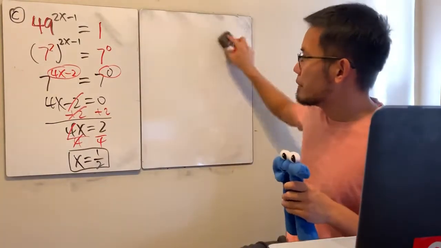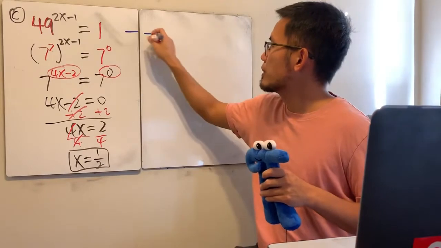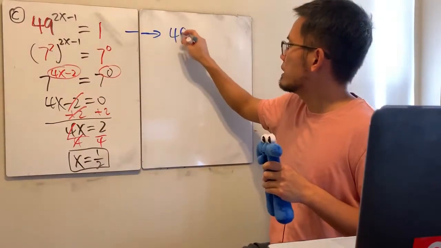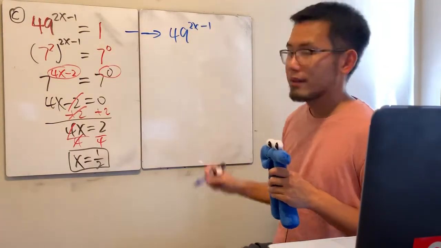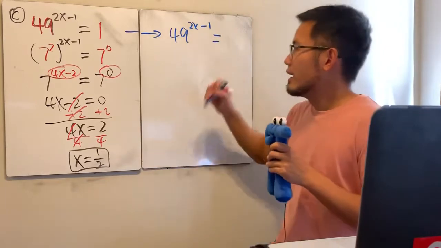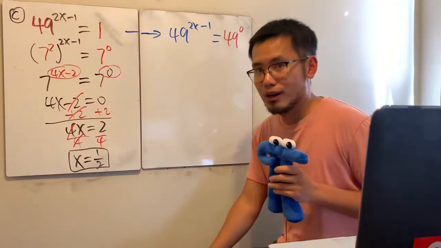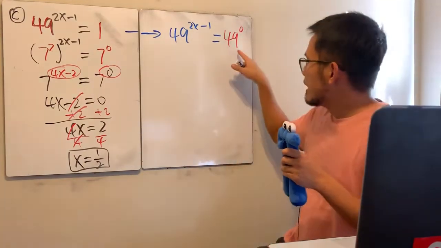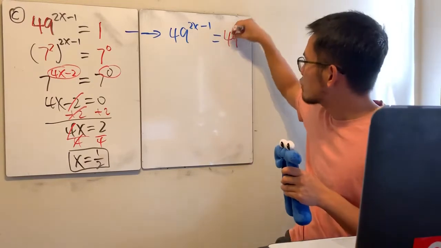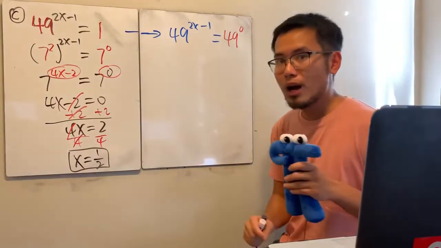Well, because the right-hand side is equal to 1, you can also do this. I will just keep it as 49 to the 2x minus 1. But because the right-hand side is equal to 1, 1 is the same as 49 to the 0th power. As long as the base is not 0, then that to the 0th power will give you 1, including 49 to the 0th power.